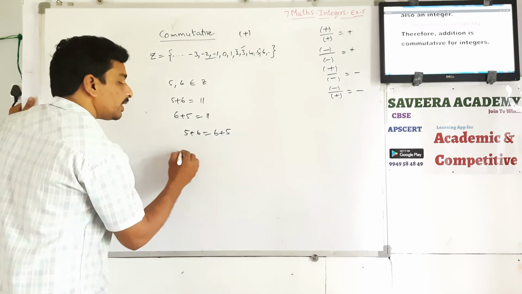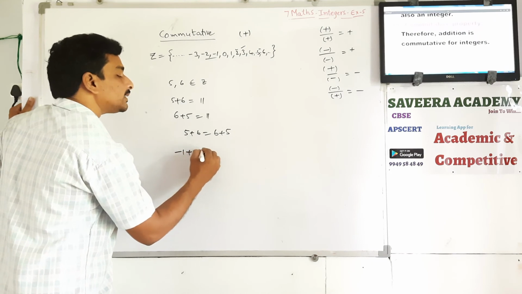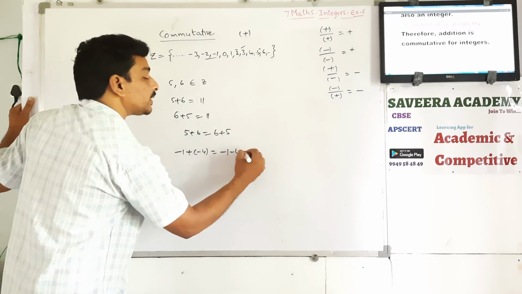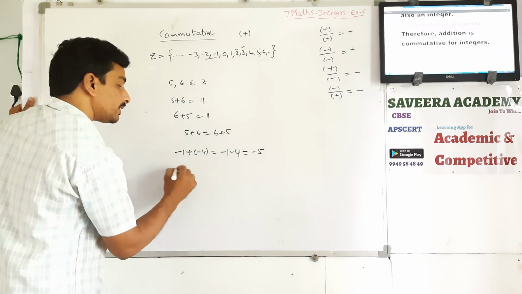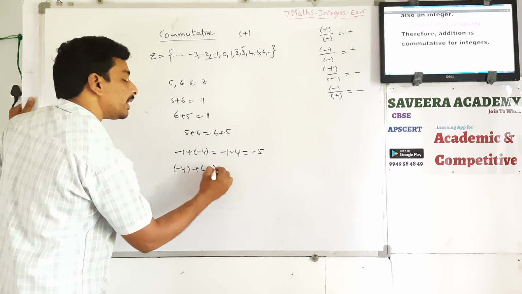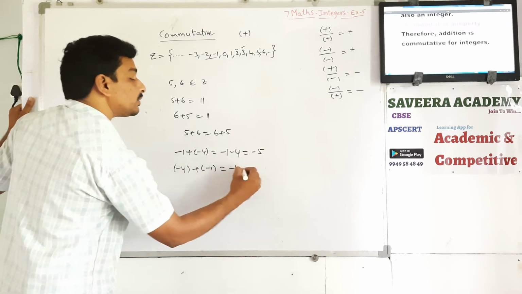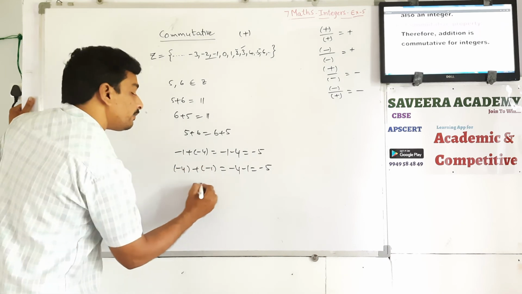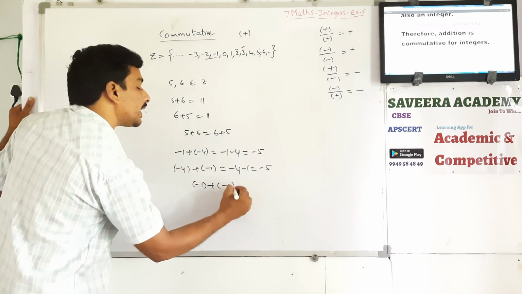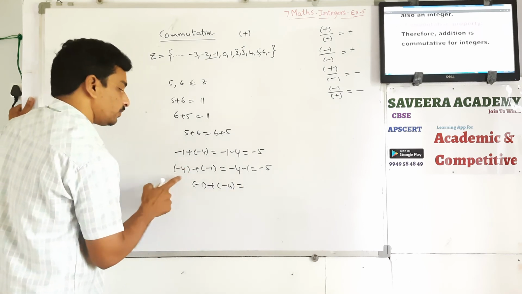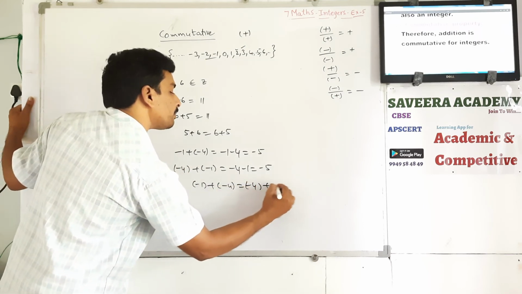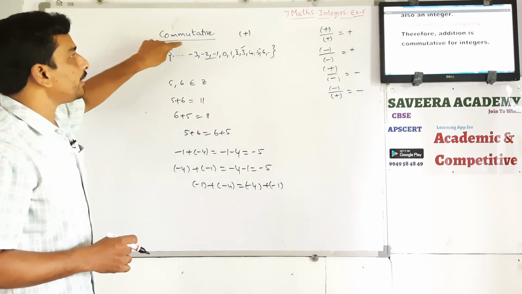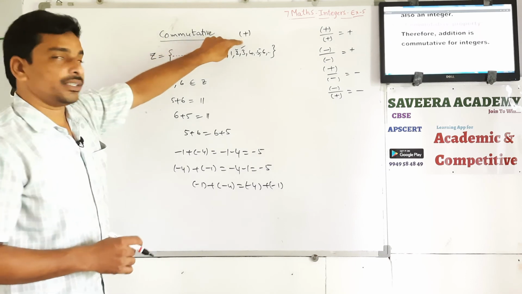Suppose you take negative numbers, minus 1 plus minus 4. This is equal to minus 1 plus into minus, minus 4. You will get minus 5. Reverse: minus 4 plus minus 1, minus 4 plus into minus, minus 1, minus 5. Same answer, even though we changed the order. Therefore, minus 1 plus minus 4 is equal to minus 4 plus minus 1. Therefore, we say that the set Z follows commutative property under addition.